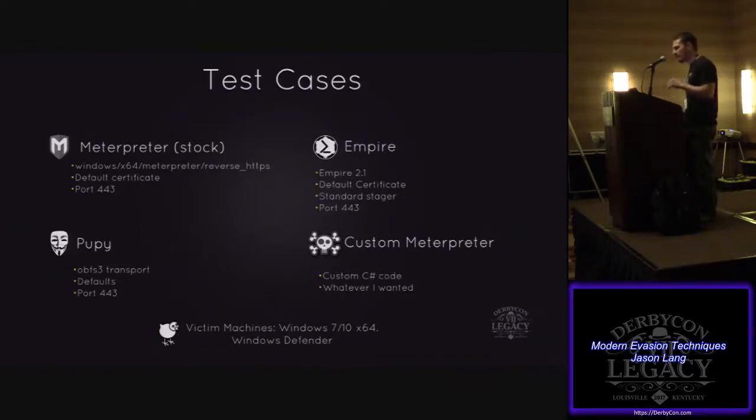We tested three different toolkits as well as some custom interpreters. First, Meterpreter. This is stock Meterpreter, Windows 64-bit, that's important, Meterpreter reverse HTTPS with the default certificate going across port 443. Then Pupy, the same thing, with the OBFS3 transport. I'll talk about that in a little bit.